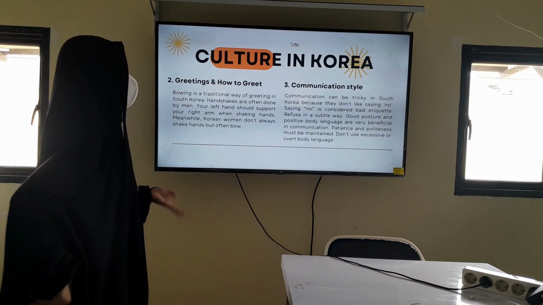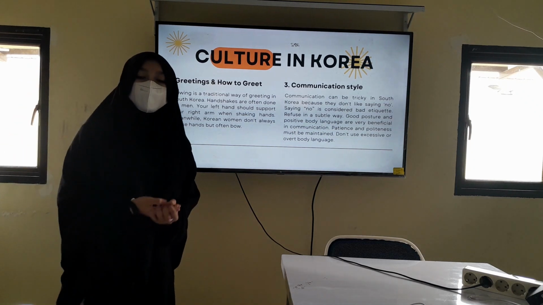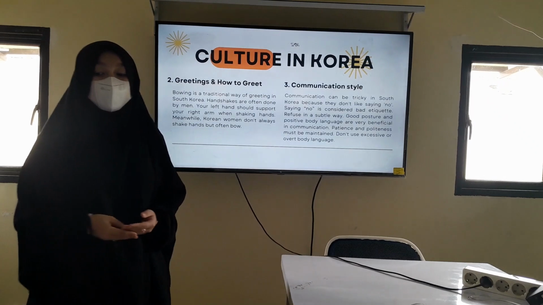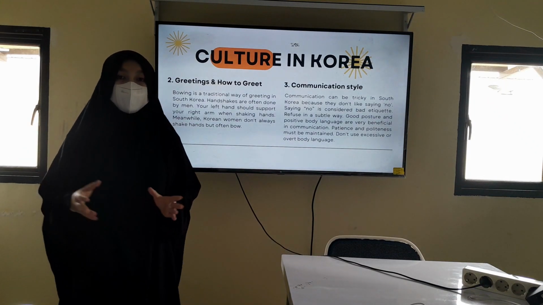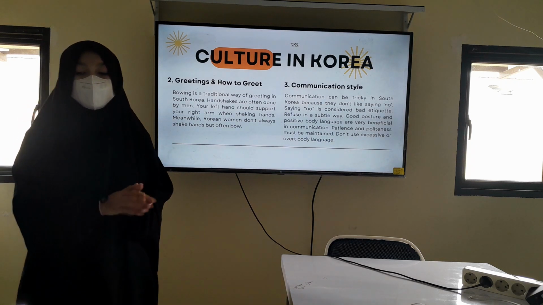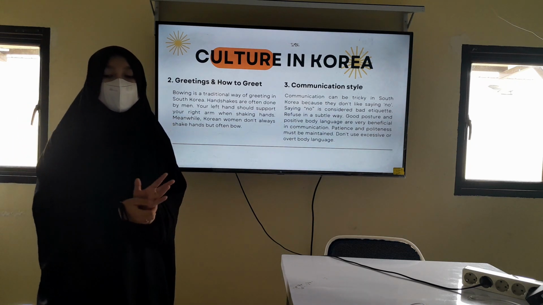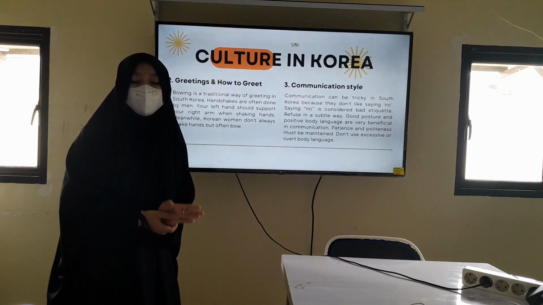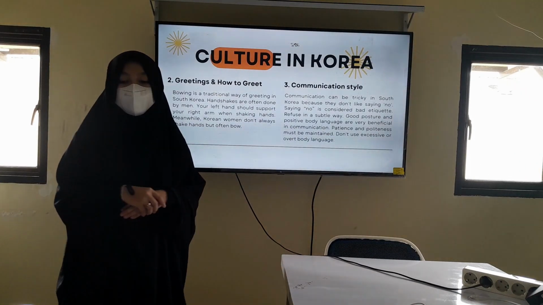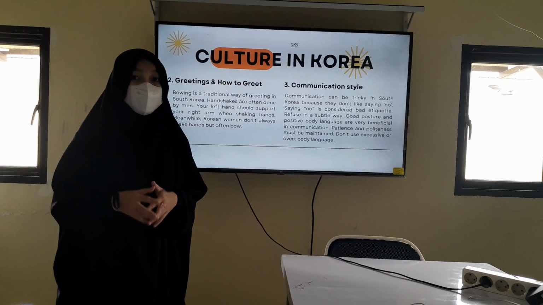Second, greeting and how to greet. Bowing is a traditional way of greeting in South Korea. Handshakes are often done by men. Your left hand should support your right arm when shaking hands. Meanwhile, Korean women don't always shake hands but often bow.